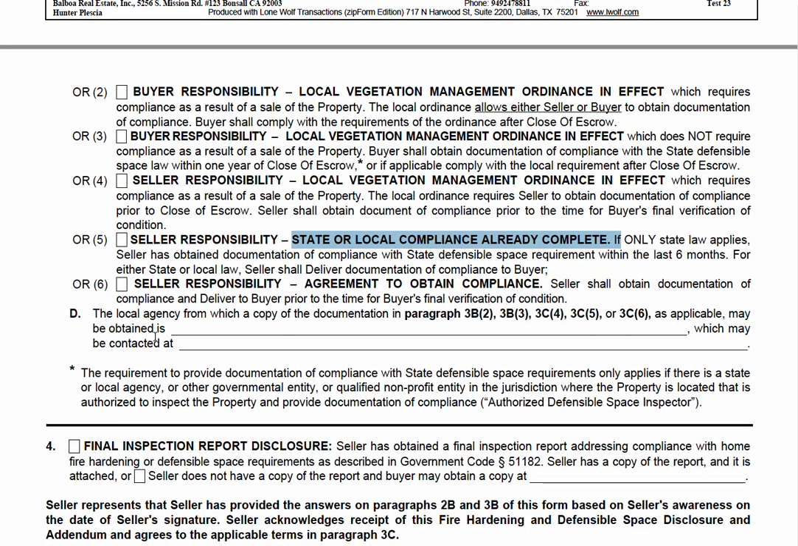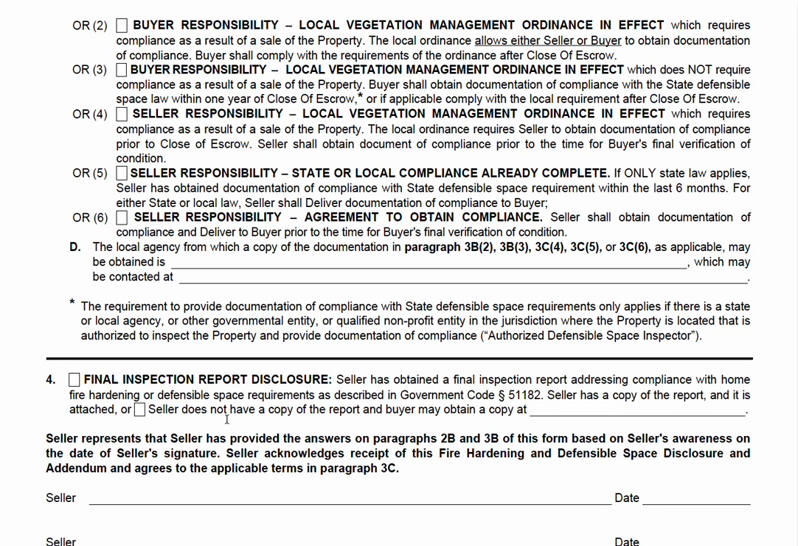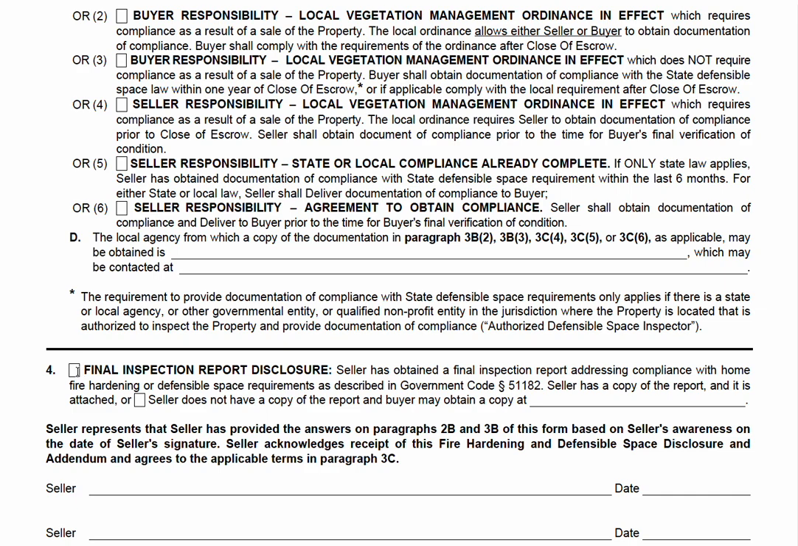Now, if there was documentation already obtained, then you can. Oh, actually, this is the link where the information can be sourced. This is almost always left blank, right here. If the seller has the defensible space inspection, just submit it, and they check this box, or just leave it blank. I wouldn't even check this box on here.